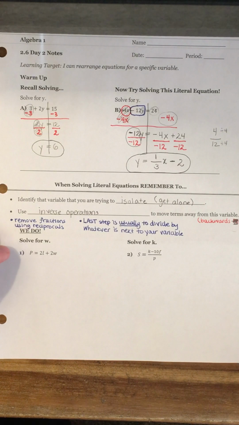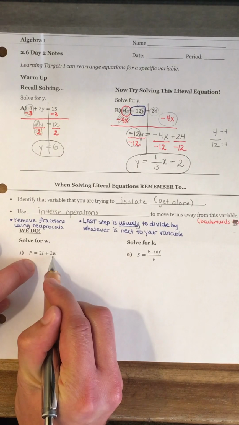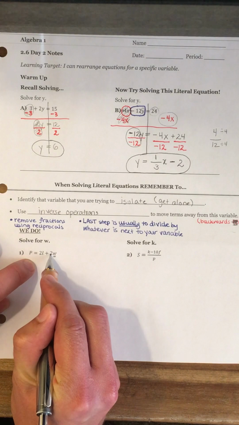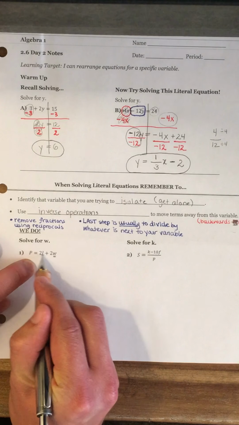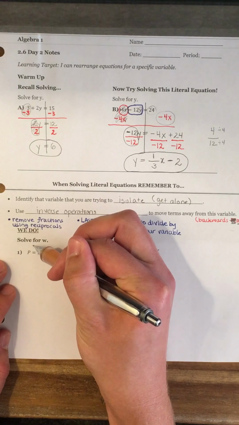So we're being asked to solve for W in this complicated formula. P equals 2L plus 2W. Again, we're trying to get this W by itself. So we're going to have to eventually get rid of this 2 and then this 2L, this other term off to the left. So we have our two sides of our equation.